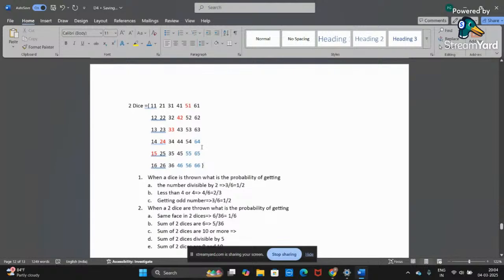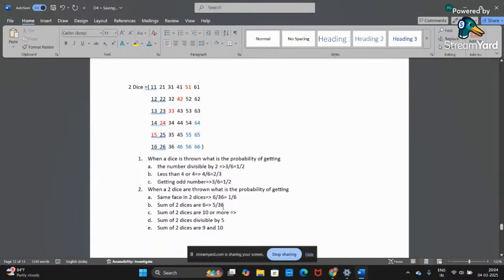How many are there? 1, 2, 3, 4, 5, 6. Yes. 6 out of 36 we are getting. So this we can simplify further. So it is 1 by 6. This is the probability of getting the sum of 2 dice as 10 or more than 10.